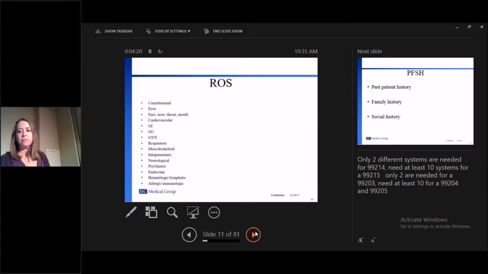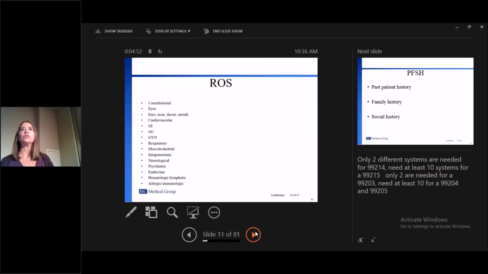Your review of systems. Are you aware that to get a 99214 visit, you need to click 2 boxes, 2 separate sections, okay? You can't say that they're having no chest pain and no palpitations, because that would be in one review of systems section. But I ask all of my patients, are you having chest pain? Are you having any shortness of breath? That is 2 separate categories, and you literally only need to ask 2.